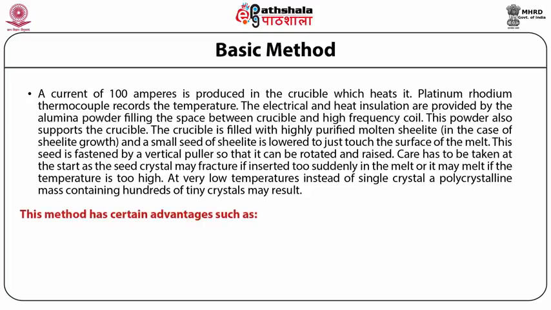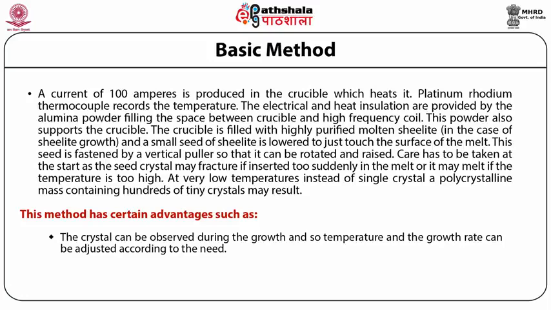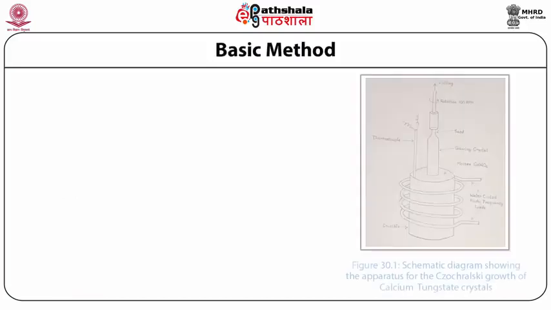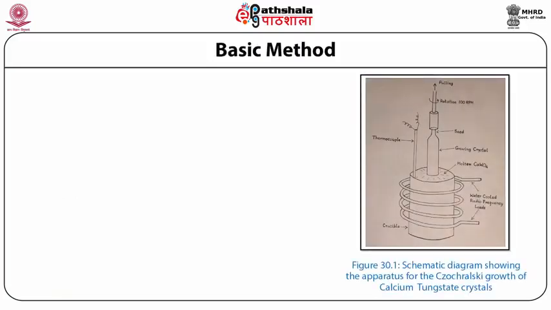This method has certain advantages, such as, number one, the crystal can be observed during the growth, and so temperature and the growth rate can be adjusted according to the seed. Number two, it is possible to achieve rapid rate of growth. Growth rates as high as 4 inches per hour are practical. Figure 30.1 is a schematic diagram showing the apparatus for the Czochralski growth of calcium tungstate crystals.